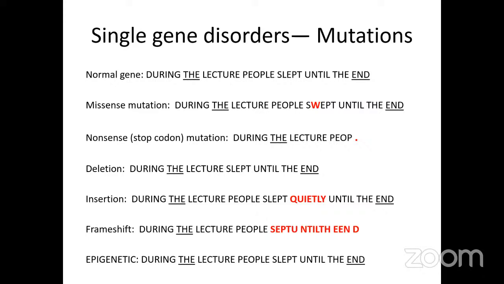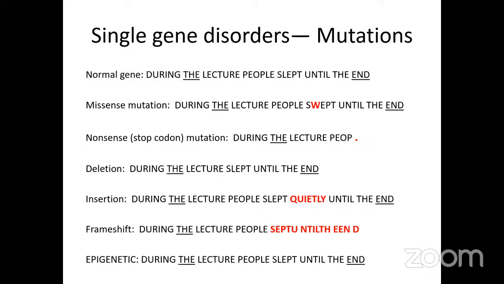Then there is something called a deletion, an intragenic deletion. Here, during this lecture, the word "people" is deleted. So: during the lecture, slept until the end. We don't know who. Your protein will read like this. There is something called an insertion. Here "quietly" is inserted: during the lecture, people slept quietly until the end. And that's very true when we are doing online classes. We don't even know what's happening at the other end. At least in a live lecture, I can see who is sleeping and who is alert. But here we can't do that. So it is an insertion.